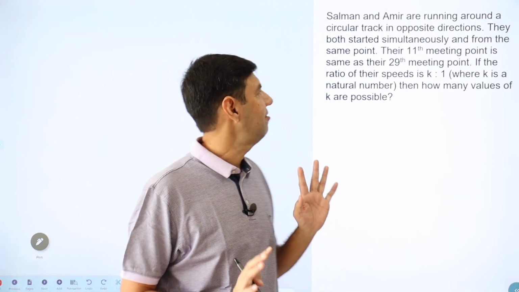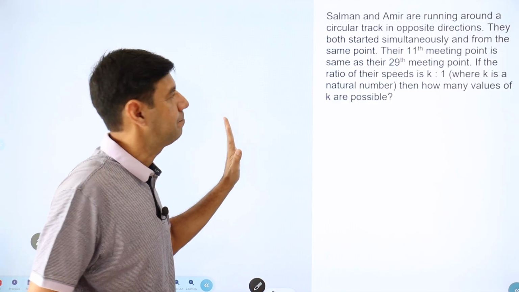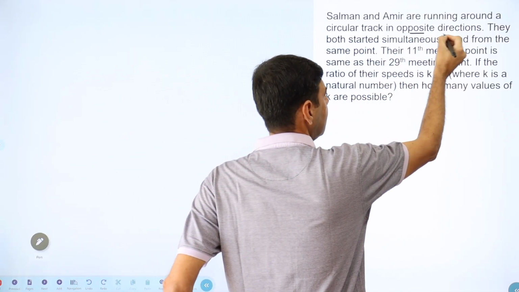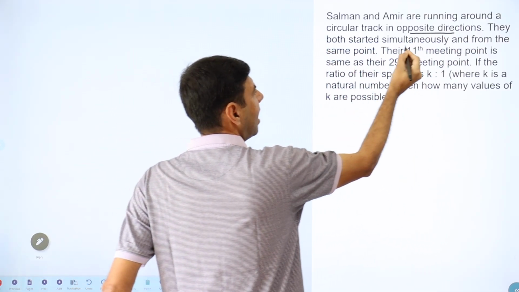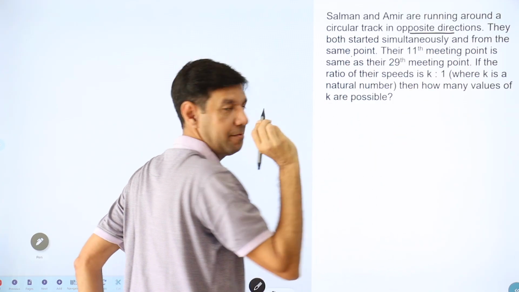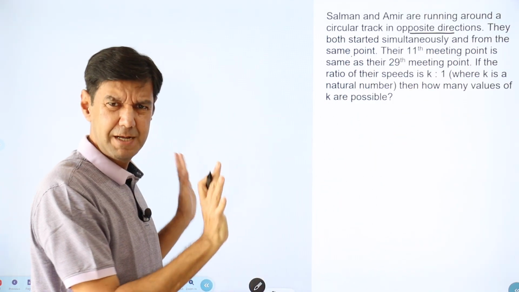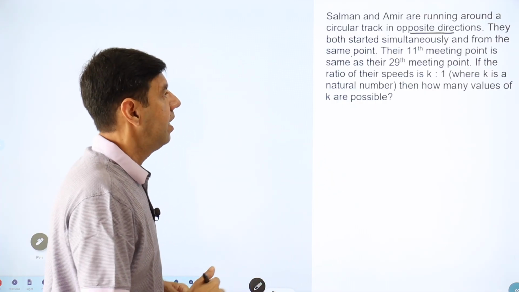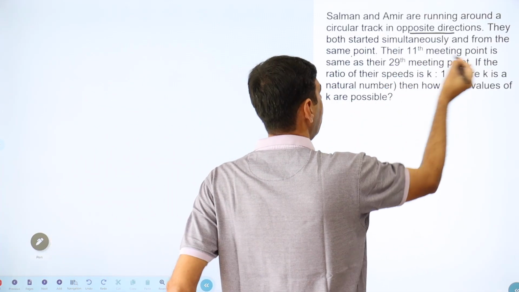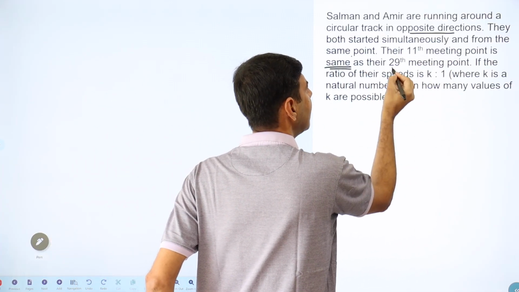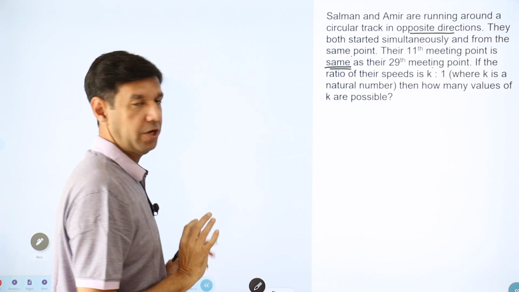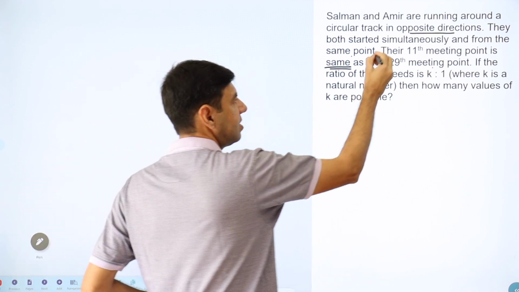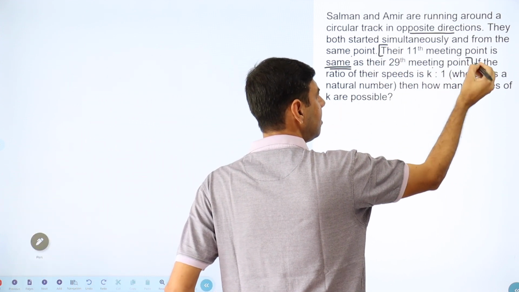In this question, we have athletes running on a circular track. They are running in opposite directions. They start simultaneously from the same point. So typical standard situation. So I just pick up the opposite direction. Now the 11th meeting point is same as the 29th meeting point. So this is the key data here. And then the question starts.